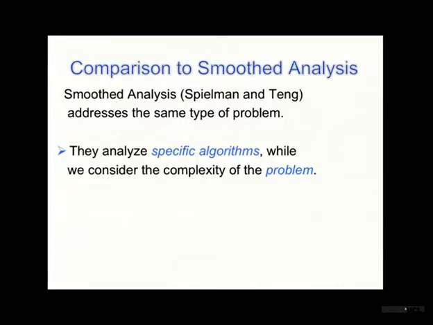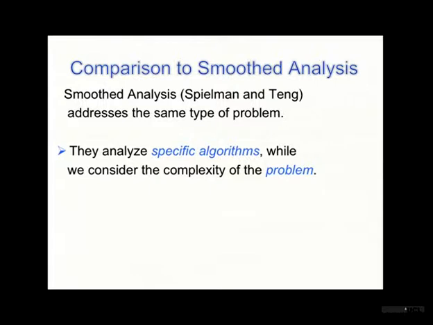One natural candidate to compare to, which is an older solution, is the smooth analysis by Spielman and Teng. So what is smooth analysis? They focus on a specific algorithm. The smooth complexity of an algorithm is that you take every instance, and for every instance you take a ball around this instance and look at the average complexity of the algorithm if the inputs are randomly chosen from this ball.